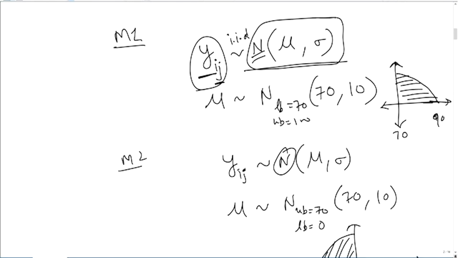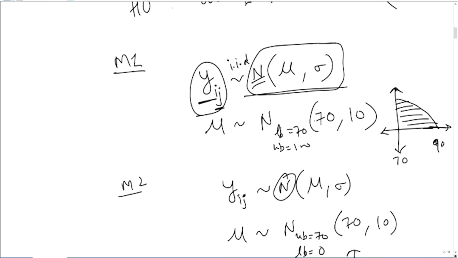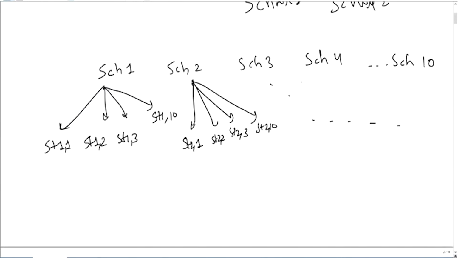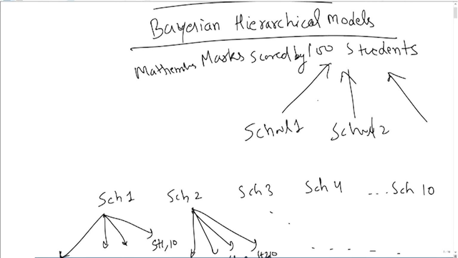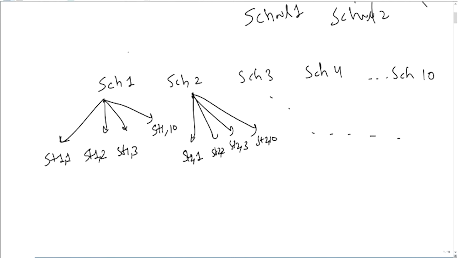But there is another set of assumptions we are making here, which is that marks scored by each student are independent and identically distributed. Now this assumption can be challenged here. Why? Because remember how these data were generated. You have data from 100 students, but these are not 100 students from the same school. These students are coming from different schools. So 10 students are coming from school 1, 10 students are coming from school 2, and so on. Would they still satisfy the independence and identically distributed assumption?